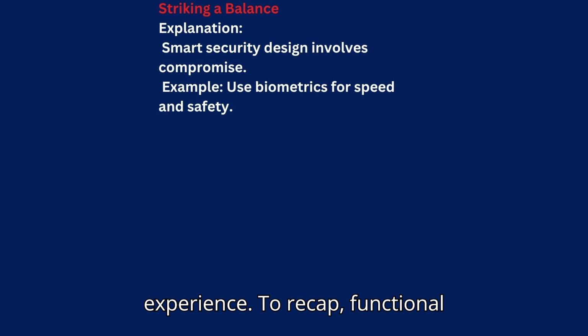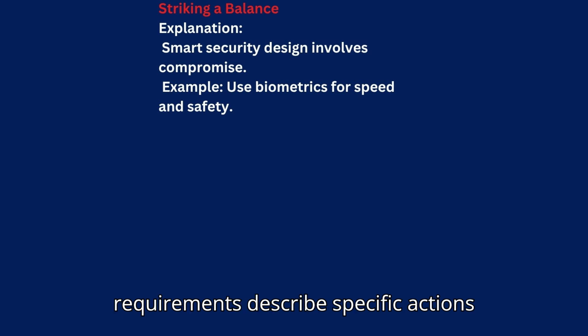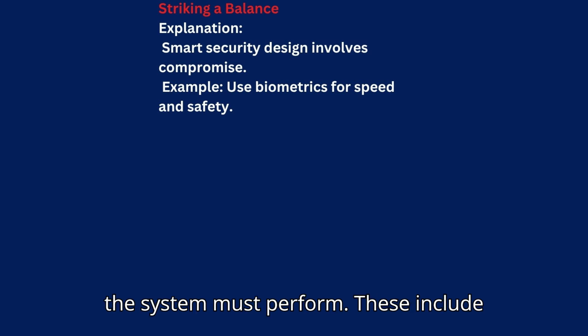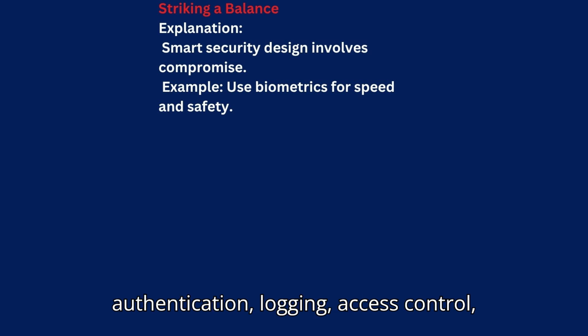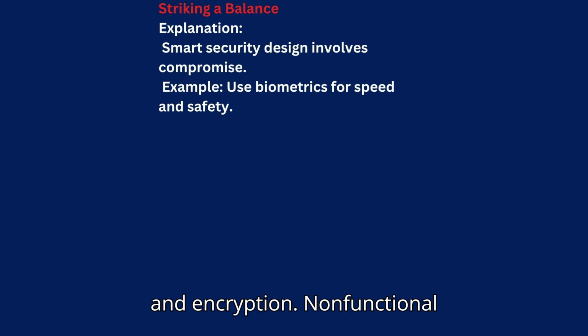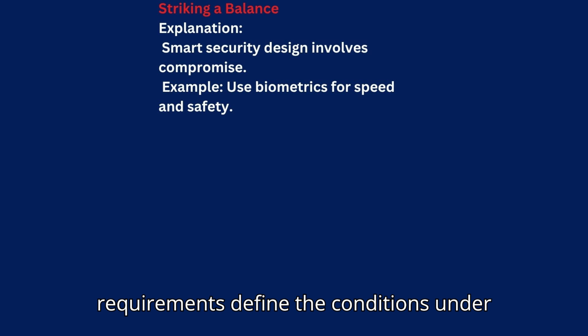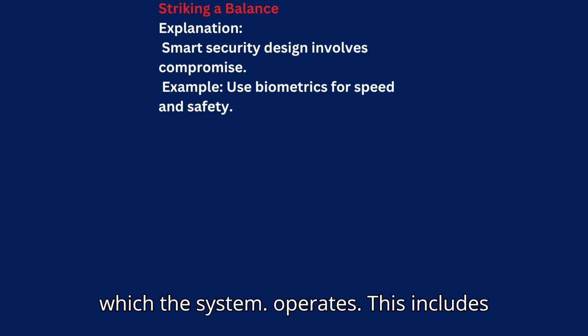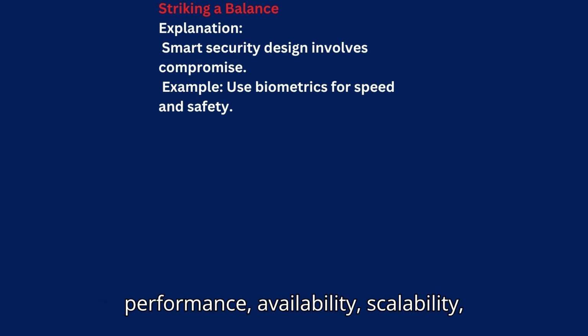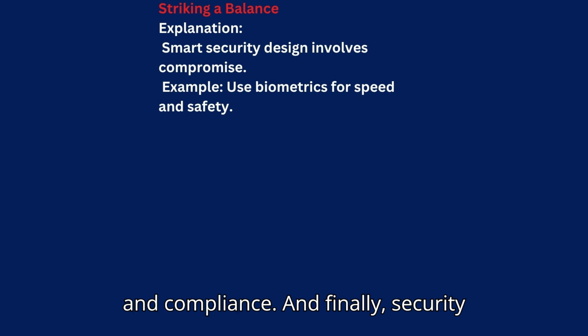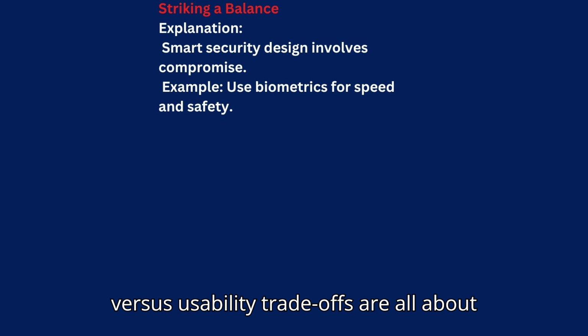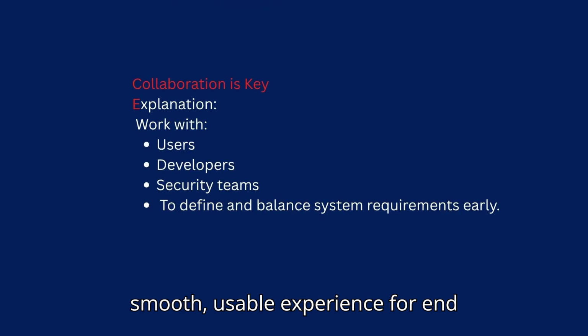To recap, functional requirements describe specific actions the system must perform. These include authentication, logging, access control, and encryption. Non-functional requirements define the conditions under which the system operates. This includes performance, availability, scalability, and compliance. And finally, security versus usability trade-offs are all about balancing strong protection with a smooth, usable experience for end users.